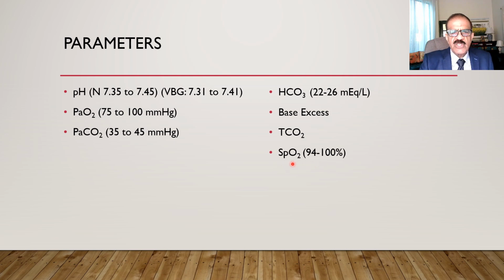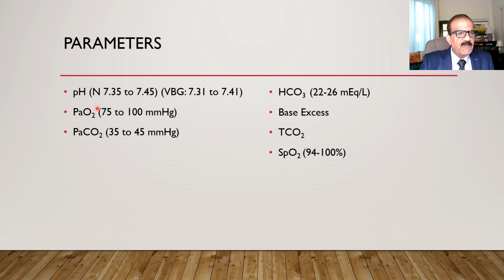SpO2, this is the saturation. Now this one is partial pressure, which is actually more important. This is saturation. What percentage of hemoglobin is saturated with oxygen? This does not measure the total amount of oxygen. This only measures the percentage of hemoglobin that is oxygenated. Now this is normally 94 to 100%. I think I have seen that mostly it is 99, not even 100%.